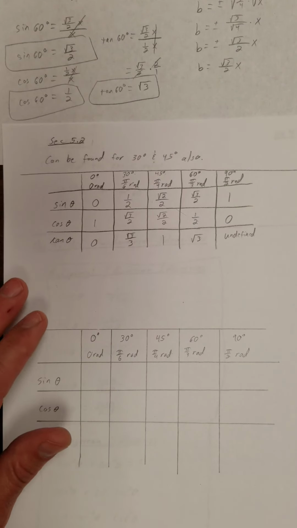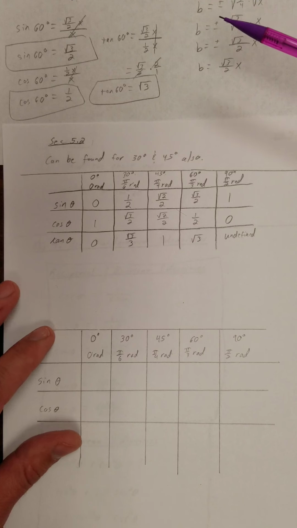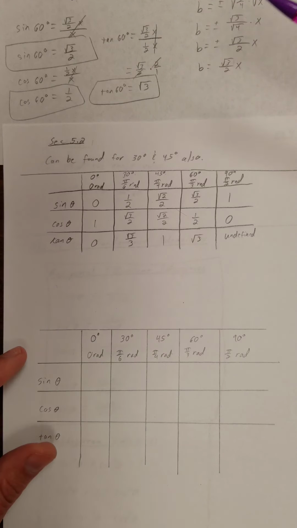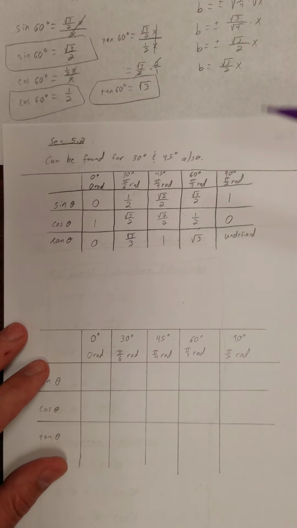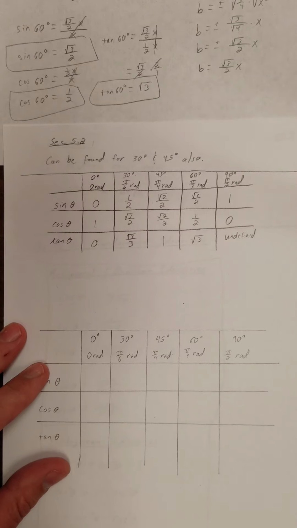So in the last video, we found the sine, cosine, and tangent of 60 degrees. Now, that took a while, very time consuming. So what we do is we end up memorizing special angles. All right, we're going to end up memorizing this chart right here.